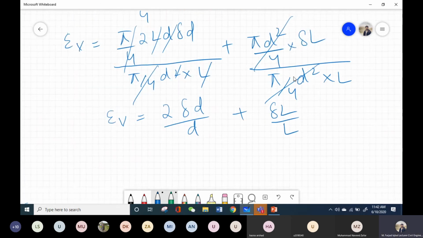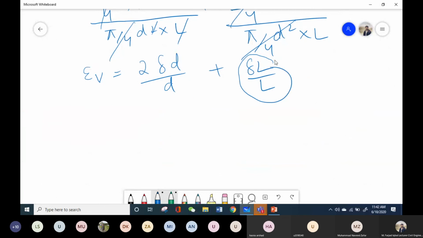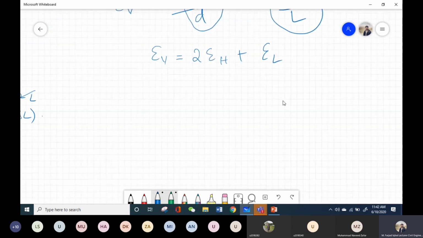So what are these factors? What is delta L over L? Can anyone tell me? Change in length and change in diameter. Which strain? Longitudinal. And what is this one, delta D over D? For lateral. Yeah, hoop strain. So this is the hoop strain, and this is the longitudinal strain. Now we know the formulation of this hoop strain and longitudinal strain.